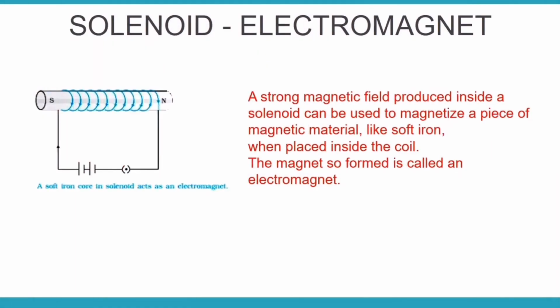A solenoid can even be used to form an electromagnet. A strong magnetic field produced inside a solenoid can be used to magnetize a piece of magnetic material like soft iron. When placed inside the coil, the magnet so formed is called an electromagnet.